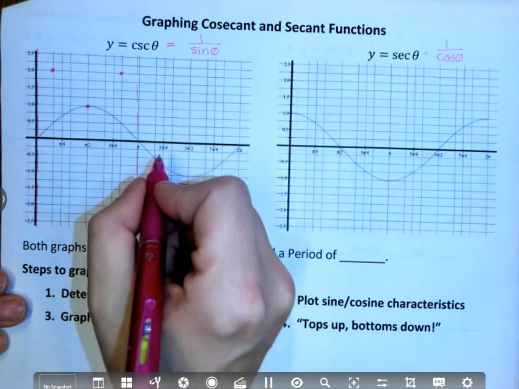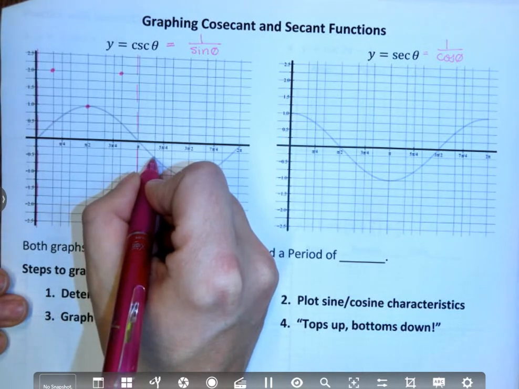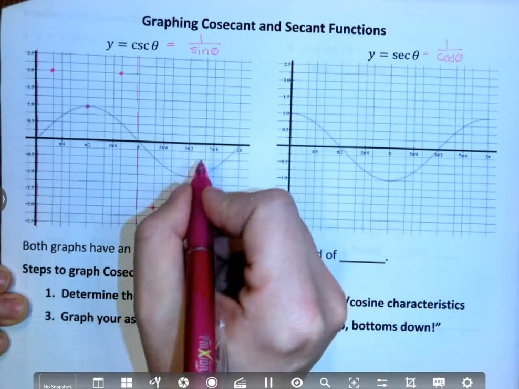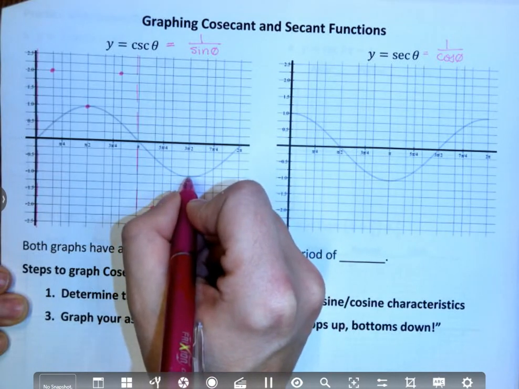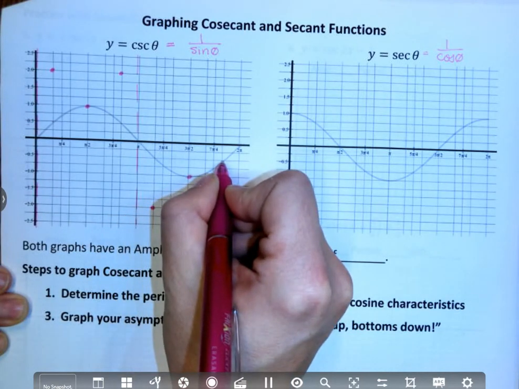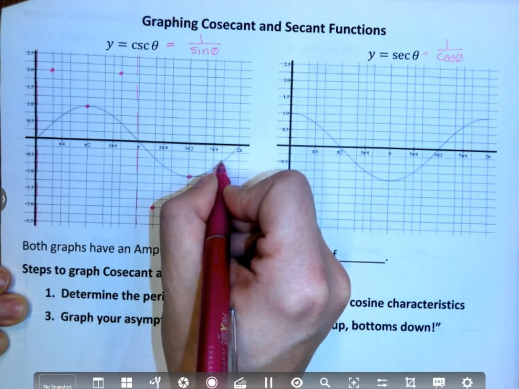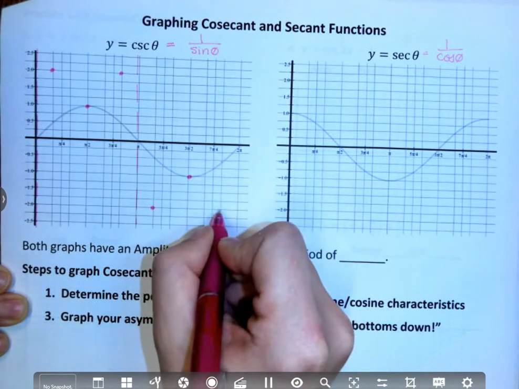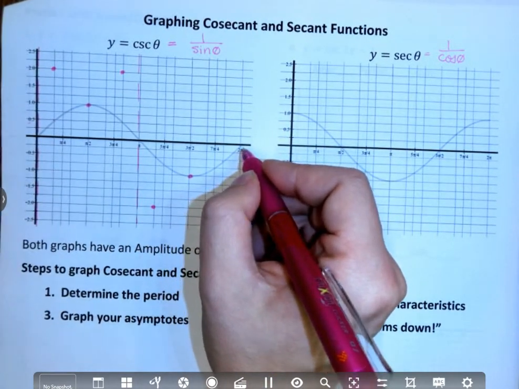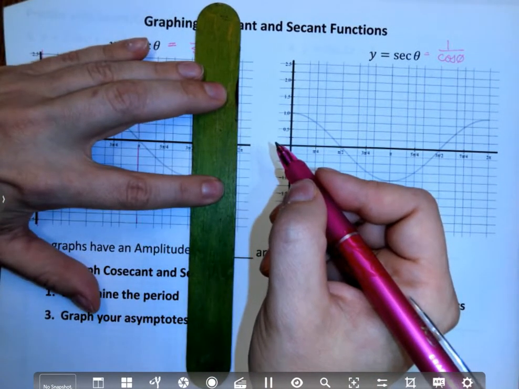Okay. What is the reciprocal of negative 1/2? Negative 2. Reciprocal of negative 1? Negative 1. Reciprocal of negative 1/2? Negative 2. And the reciprocal of 0? Asymptote, undefined.